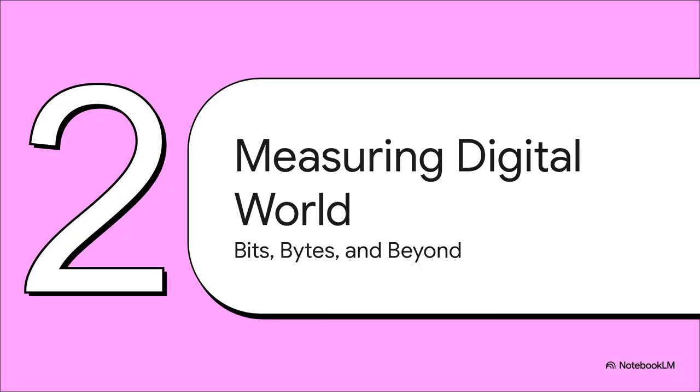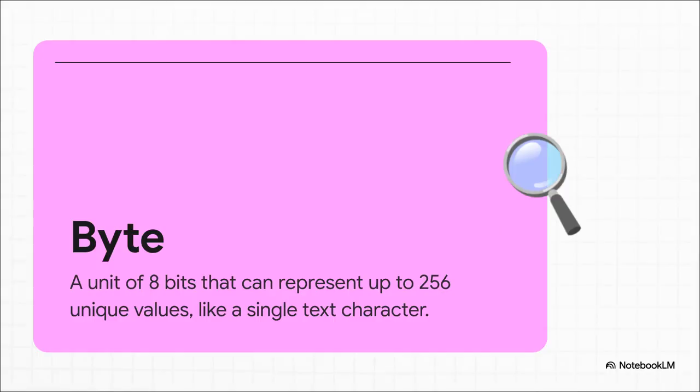Moving right along, let's jump into Section 2, measuring the digital world. We know computers use ones and zeros, but how do we measure them? It starts with the bit, which is actually just short for binary digit. It's the absolute smallest unit of data. It is literally just a single 0 or a 1, like an off or on switch.